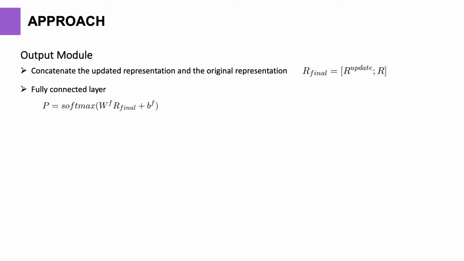In the output module, to preserve original semantic content, we concatenate the update representation and the original representation together. We use a fully connected layer with softmax as activation to calculate emotion class probabilities.